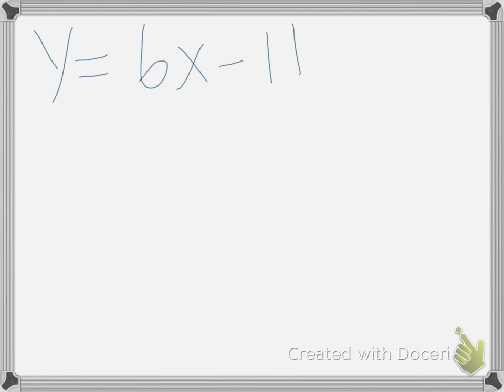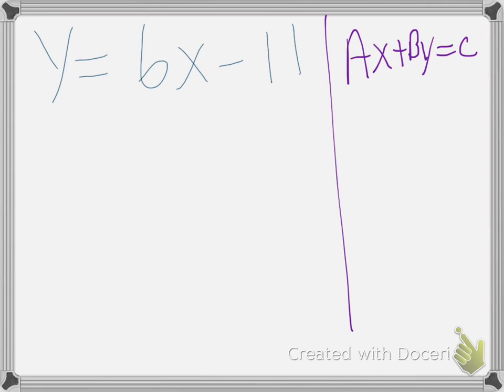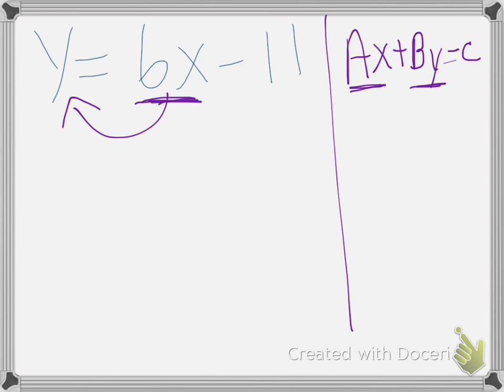Okay, so look at the equation y equals 6x minus 11. We want it to look like ax plus by equals c. If we notice here, the x is supposed to be first. Then, see, x first, then the y. But the x is over here, and the y is on that side. So we need to move it. How do we move positive 6x? Well, subtract 6x.